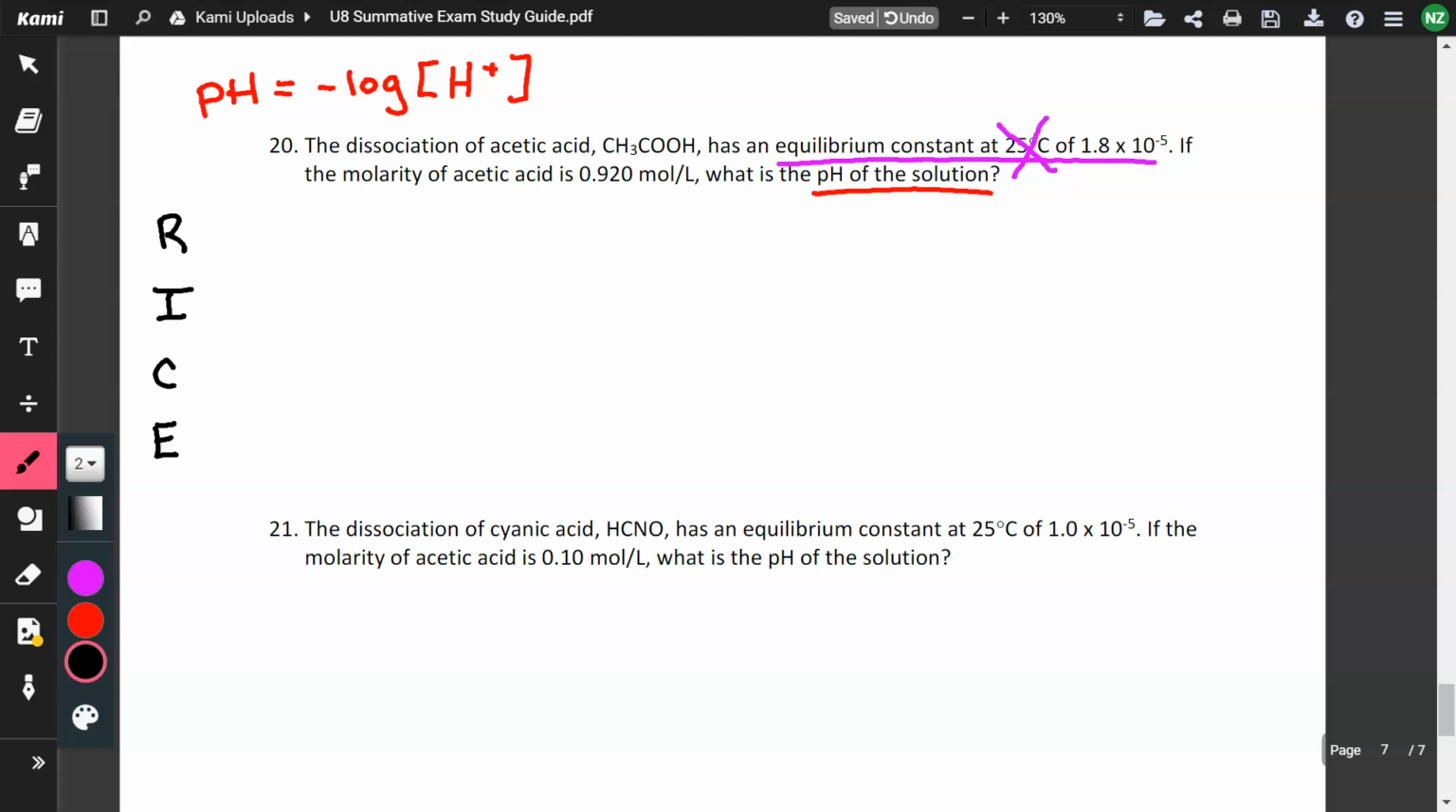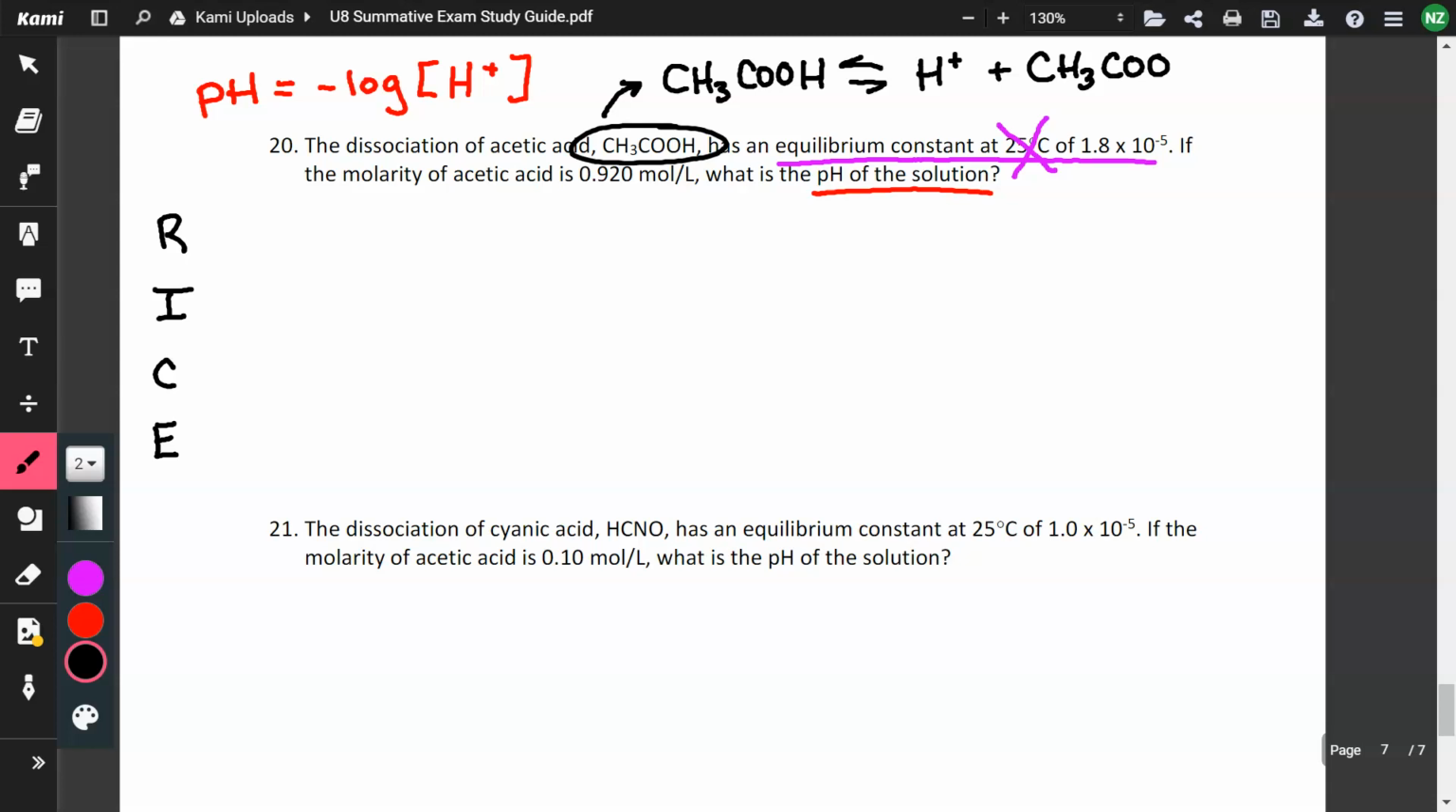All right. To write the equation for this, remember it's just losing a hydrogen. So it'll be CH3COOH, and you'll have H plus, and then you'll have CH3COO minus. So I guess I should have written that down here. Use a different color.